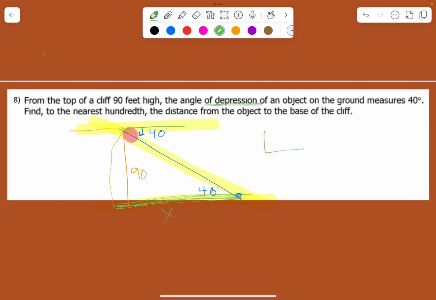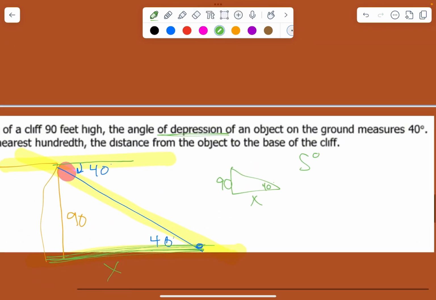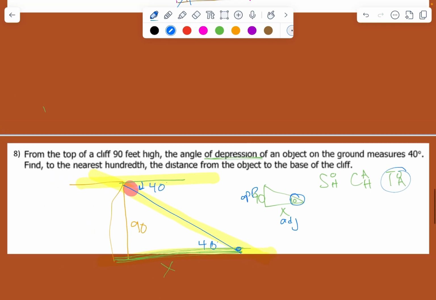So in our triangle, this is 90, this is x, and this is 40. Whenever you're doing your SOH CAH TOA, to determine which one you want, from the angle we have the opposite over the adjacent. So that one's going to be tangent. You can say tangent of 40 equals 90 over x. And again, you would then need to solve, and it's rounding to two decimal places. So use that third place to determine if you round.